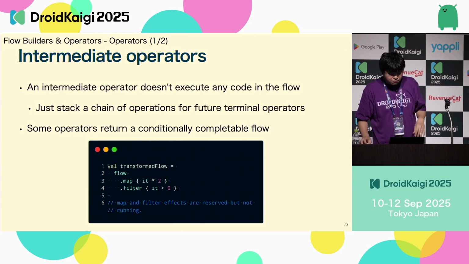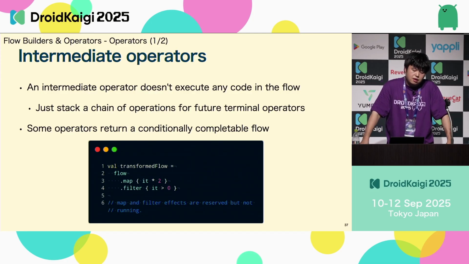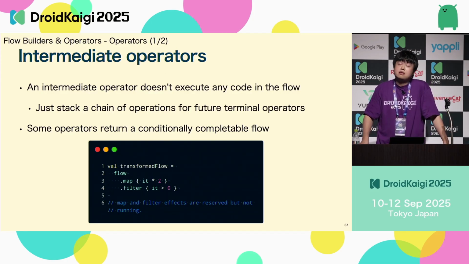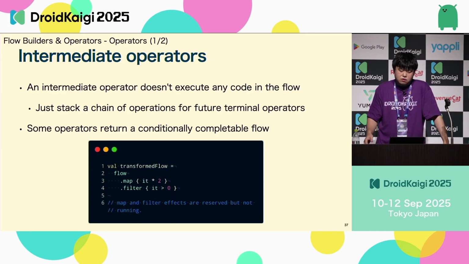Next topic is flow operators. There are a lot of operators to transform a flow. Operators are categorized by intermediate operators and terminal operators. Intermediate operator works like registering the lazy effect to an upstream. It doesn't execute any code in the flow until it's collected. Some intermediate operators can produce a conditionally completable flow, even from a non-completable flow.